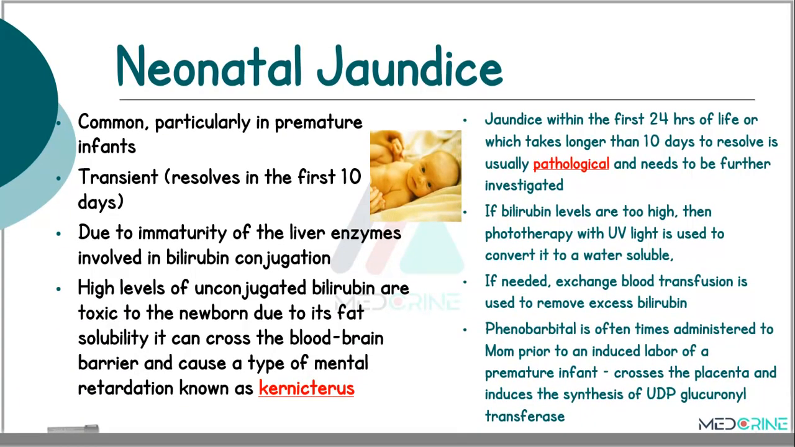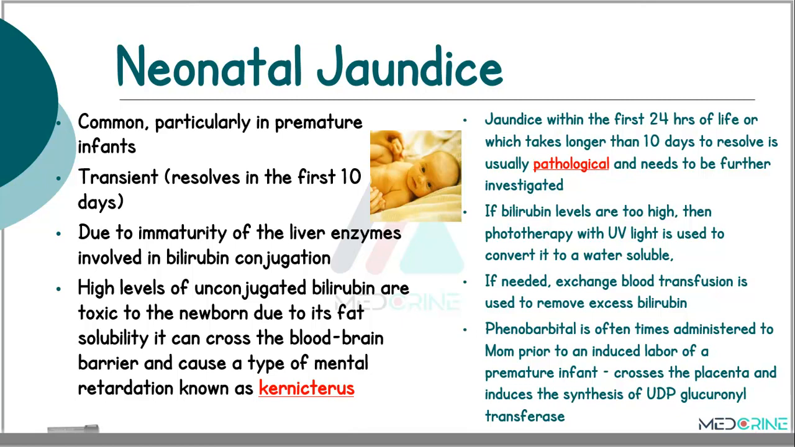And then another type of jaundice that we have is neonatal jaundice. Neonatal jaundice is common, particularly in premature infants. And this neonatal jaundice is transient in nature, meaning it resolves within the first 10 days. And this happens because of the immaturity of liver enzymes which are involved in bilirubin conjugation. The high levels of unconjugated bilirubin are toxic to the newborn because it's fat soluble. It can cross the blood-brain barrier and cause a type of mental retardation known as kernicterus.